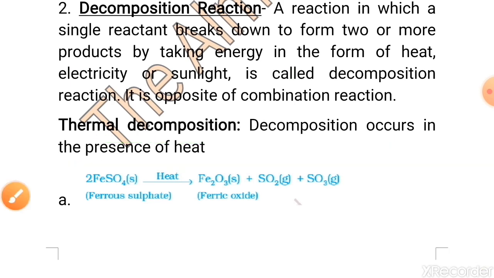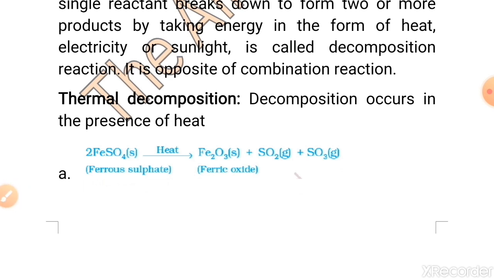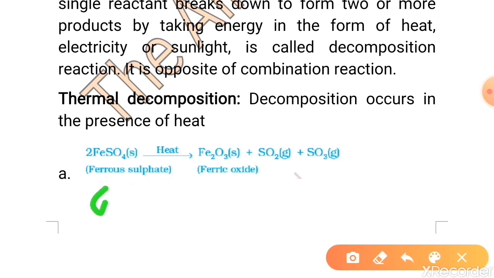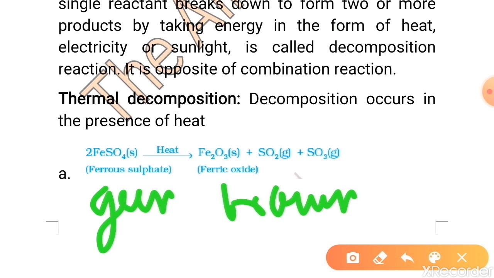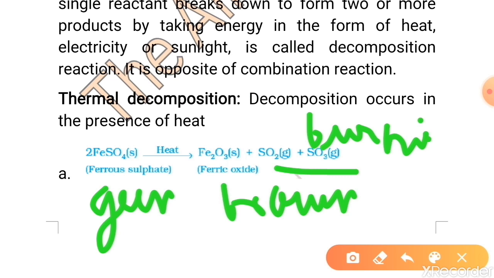Your first example is ferrous sulfate. When we heat ferrous sulfate crystals, students, these crystals are green in color. When you heat these crystals, then you get ferric oxide, which is brown in color, and you also get SO2 and SO3. In this reaction, the sulfur dioxide and sulfur trioxide have a characteristic smell of burning sulfur.